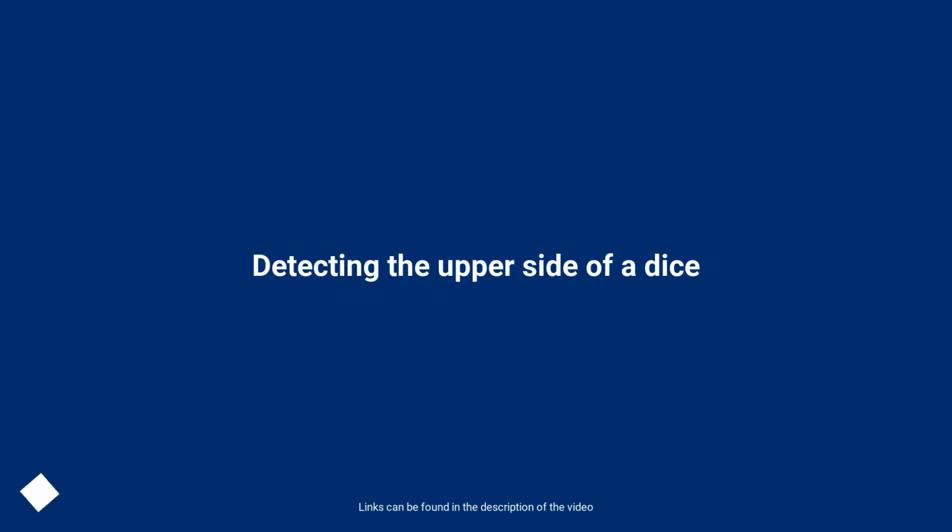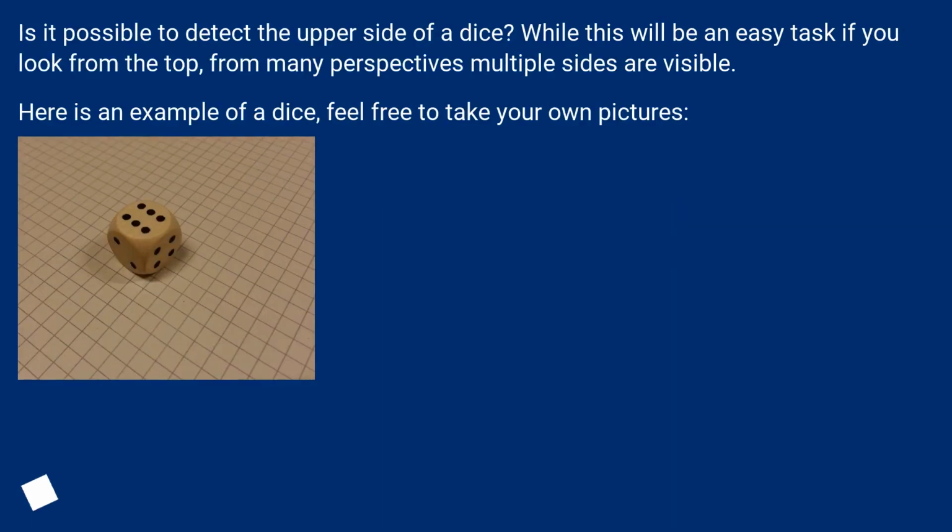Detecting the upper side of a dice. Is it possible to detect the upper side of a dice? While this will be an easy task if you look from the top, from many perspectives multiple sides are visible. Here is an example of a dice. Feel free to take your own pictures.